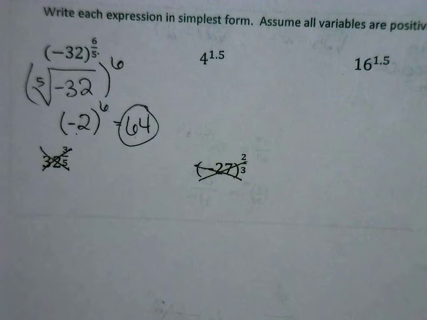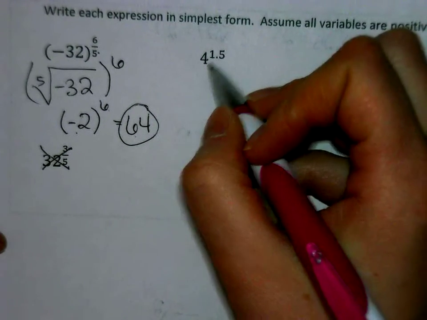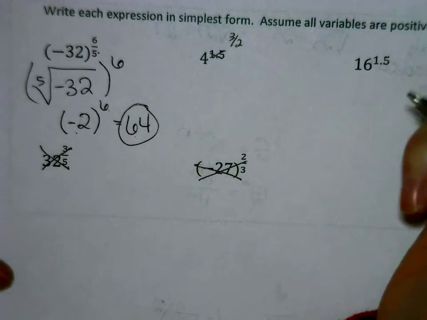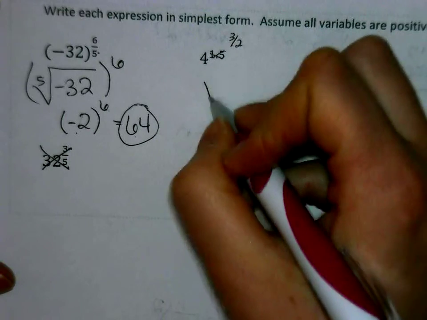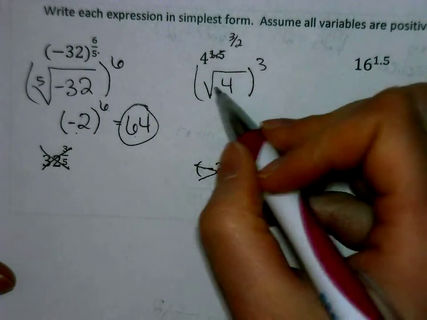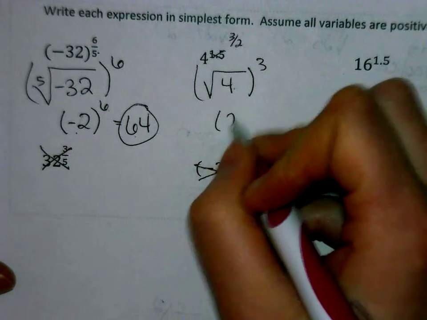4 to the 1.5 is really 4 to the 3 over 2. So it means we're working with a square root of 4 to the third power. And the square root of 4 is 2, so it's 2 to the third power, which equals 8.